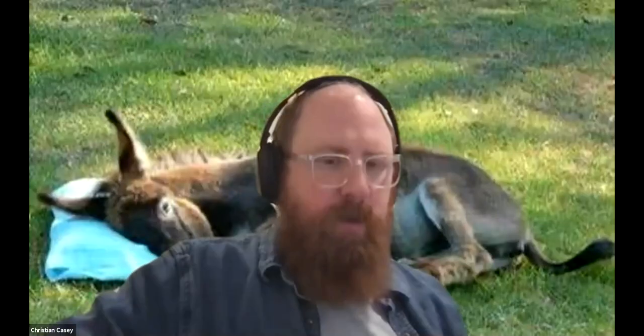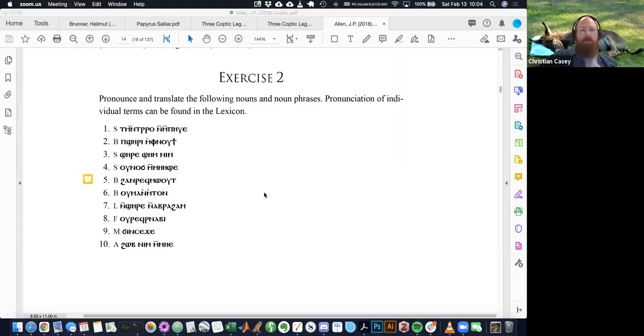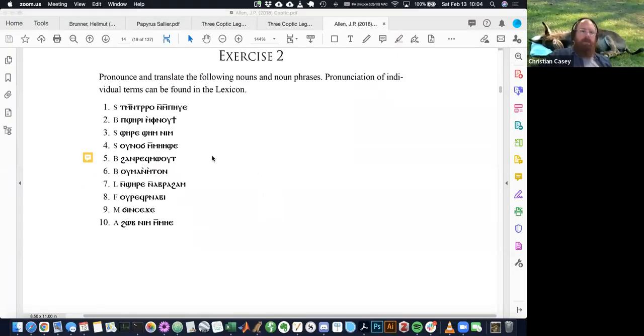So basically what we do in here is we just look at Alan's Coptic book, and we just look at the exercises and talk about what they mean, talk about etymology, so like the sources of these words in older stages of Egyptian, and what they would have sounded like exactly, and all that kind of stuff.